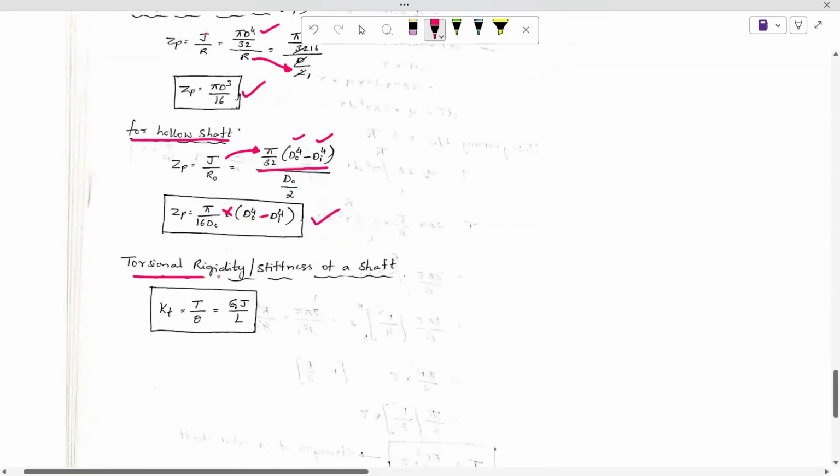Next one is torsional rigidity. It is also called the stiffness of a shaft. That is nothing but Kt. Kt is equal to T by theta. T is the torque, theta is the angle of twist. So that will be equal to GJ by L. So this formula is also very important because many times they are going to ask in the problem to find out the torsional rigidity or stiffness of a shaft. In that case, you need to use this formula T by theta or GJ by L, depending upon the values given.